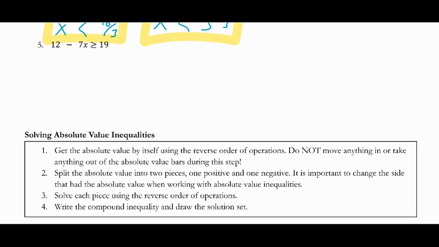All right, we have one more to go. Let's go ahead and get the x by itself. So let's go ahead and subtract 12 from both sides. We're left with negative 7x greater than or equal to, see, 19 minus 12 is going to be 7. Since I need to divide both sides by negative 7, the inequality symbol will flip. So now we're left with x is less than or equal to negative 1.